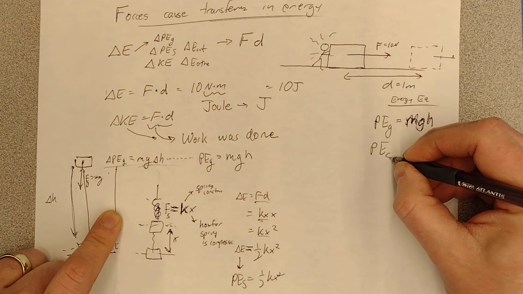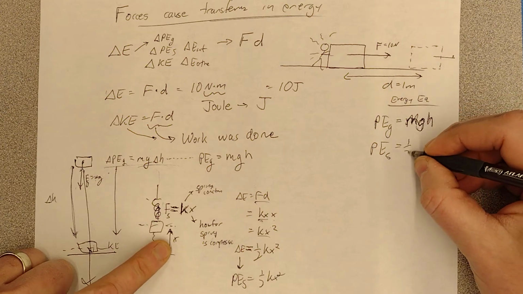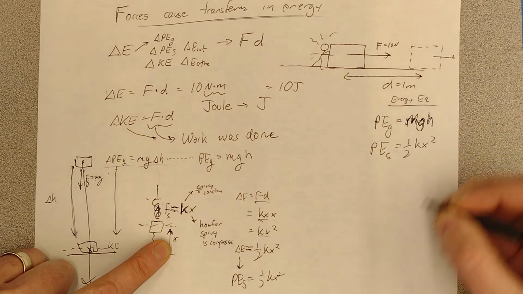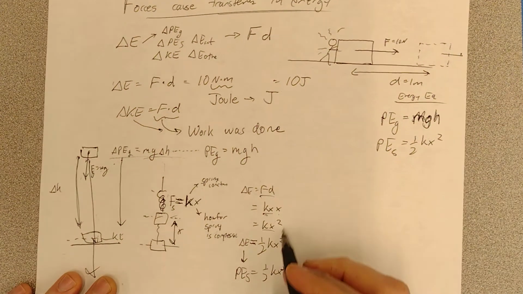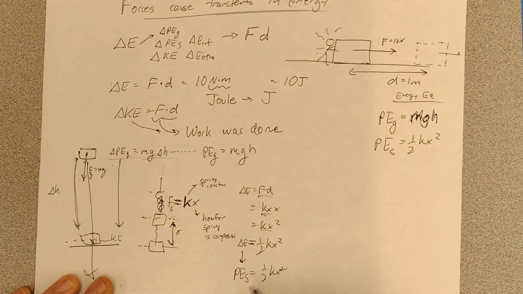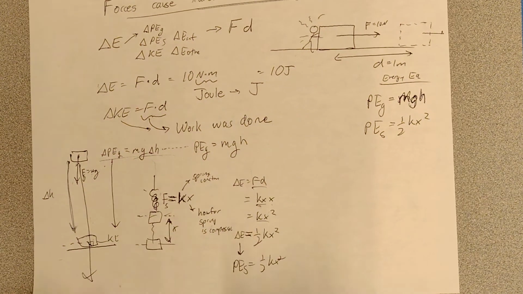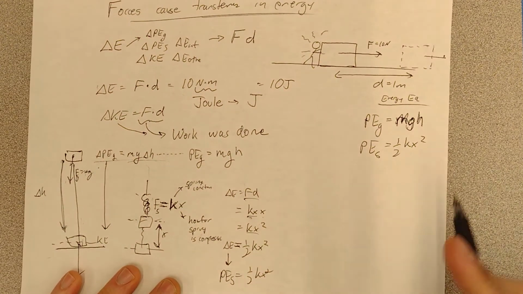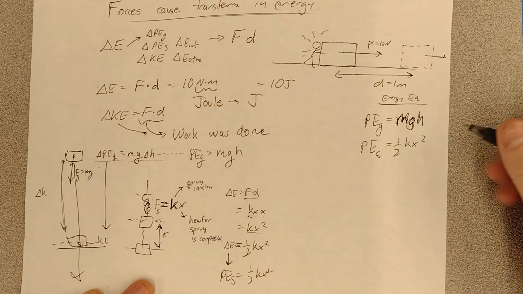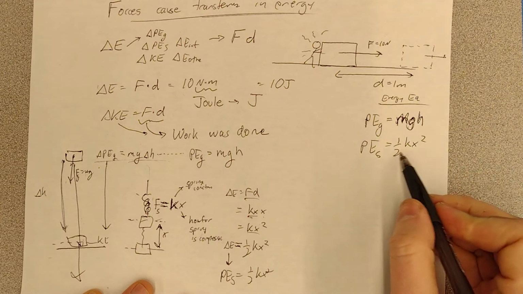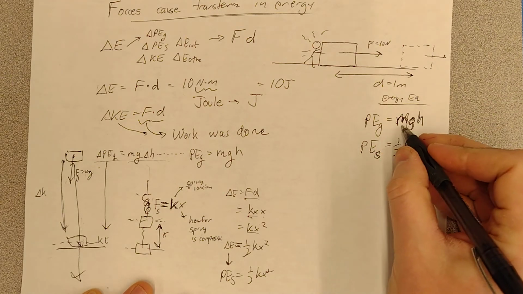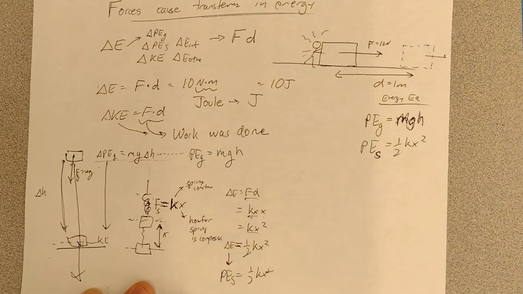Now, here's the thing. PES and PEG are easy to get to. Actually, to get this one, you would have to use calculus, believe it or not. You have to do something called an integral to derive the spring potential energy equation. So we're up to our two potential energy equations. It's force times distance, ultimately. PEG equals mgh, PES equals 1/2 kx squared.